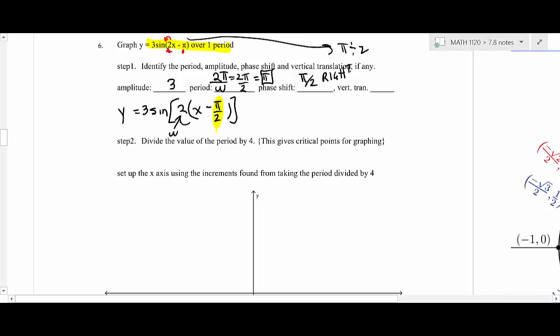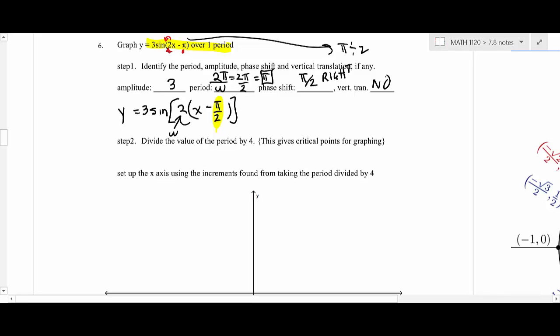Now, does this thing have a vertical translation? In other words, is the graph moving up or down? No. Does everybody understand what you would have to see if it was that case? You'd have to have plus a number or minus a number outside that. So we don't have one.